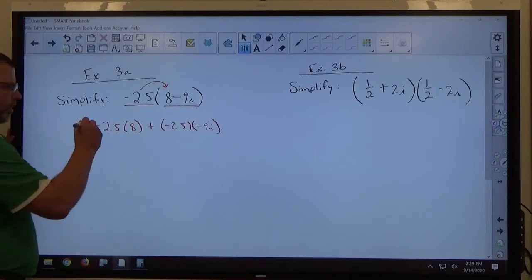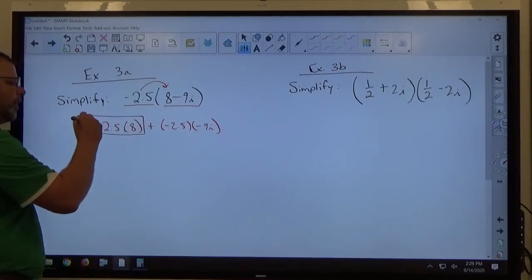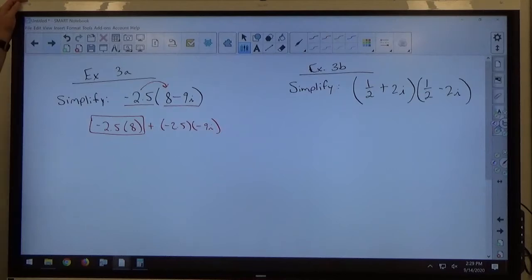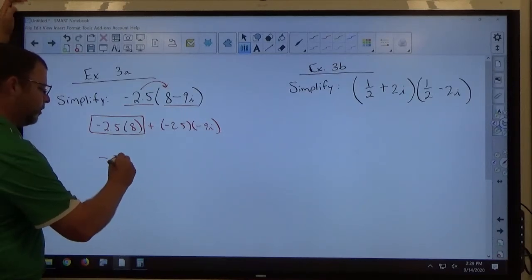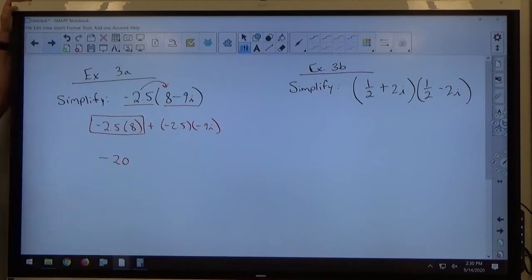Now, looking at this, the sign rules work like normal. I'm multiplying a negative number, 2.5, times a positive number, 8. I'm going to get a negative answer. 2.5 times 8 is equal to 20, negative 20, and that is a real number.